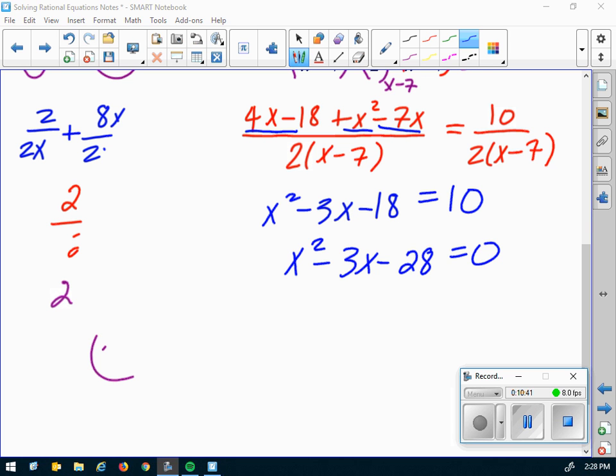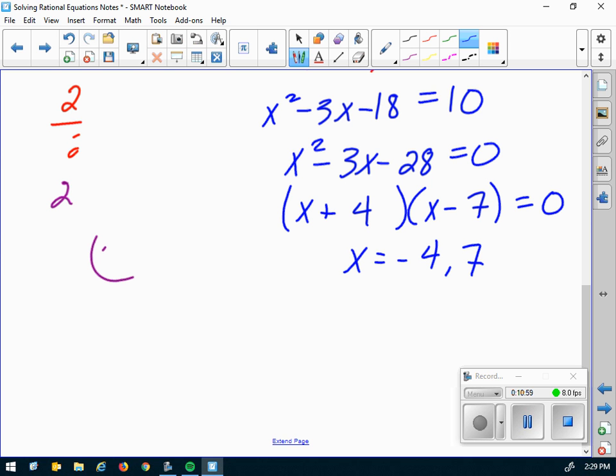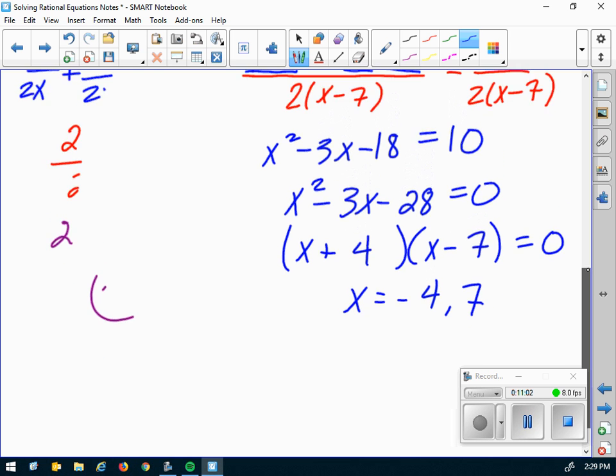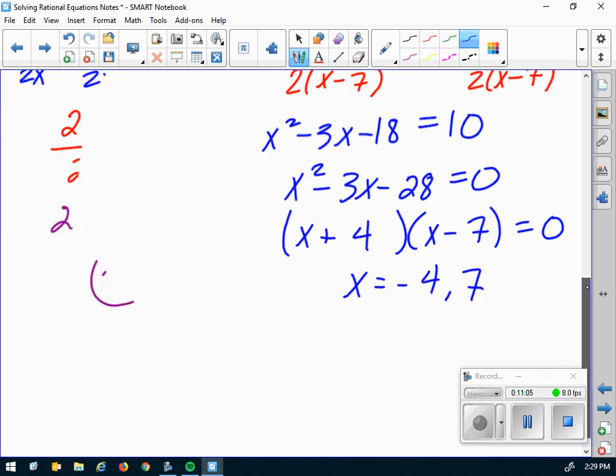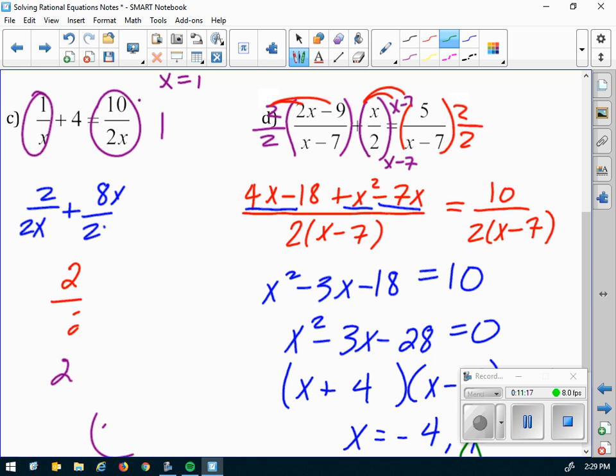Now factor it. How's this factor? I heard x plus 4 times x minus 7. Is that right? Any problems? Oh, got a problem. x cannot equal 7. Can x equal negative 4? Where'd I put my eraser? Yeah, it does not make a denominator equal to 0, so I'm okay.